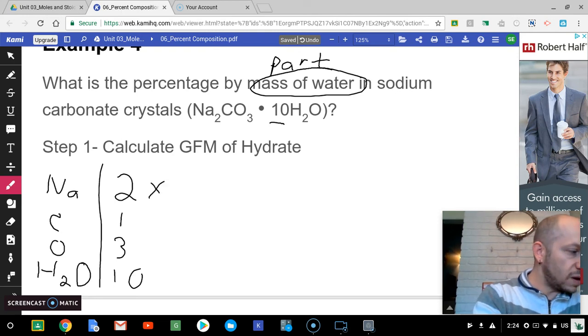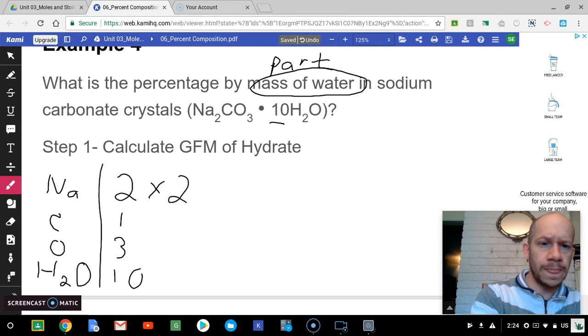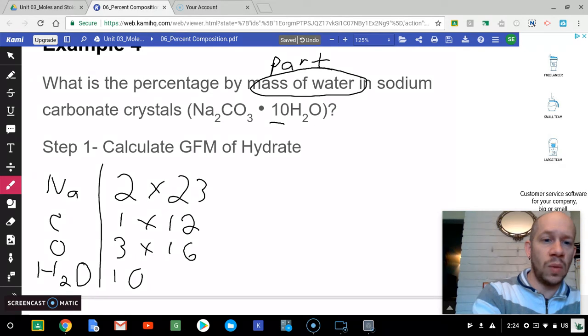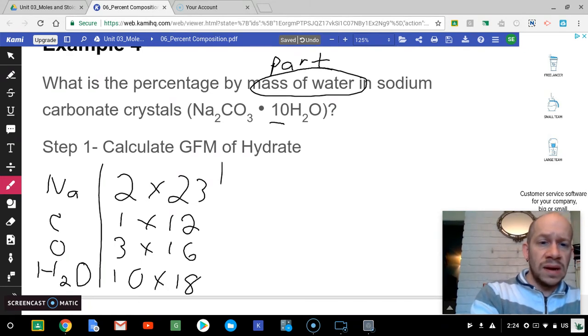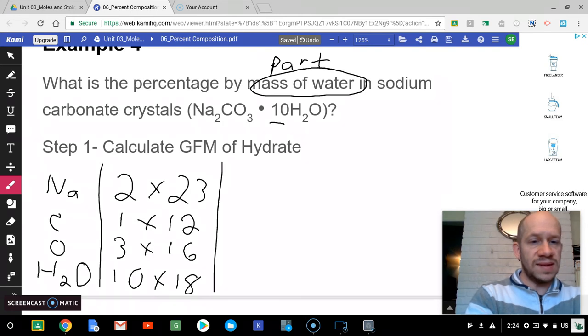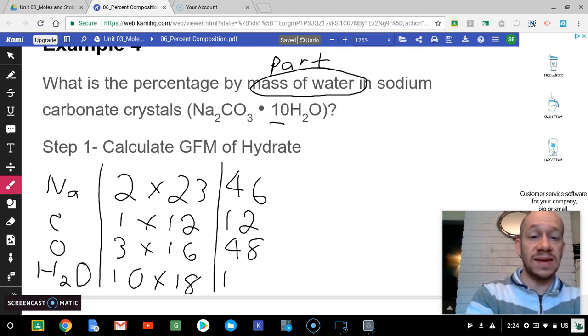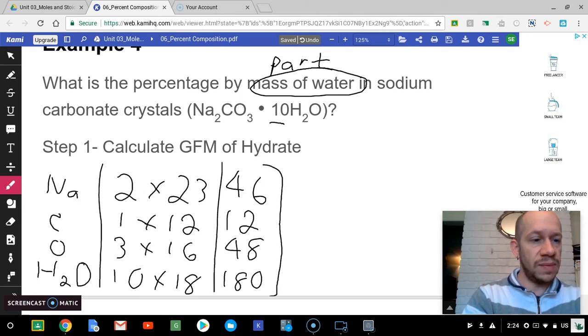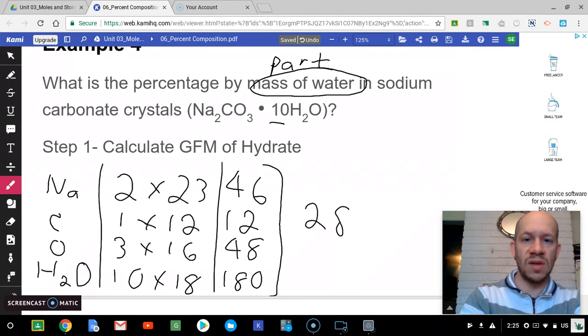Times sodium, if you look on the periodic table, is 23. Carbon is 12. Oxygen is 16. And water is 18. So 2 times 23 is 46. 1 times 12 is 12. 3 times 16 is 48. And 10 times 18 is 180. Add these all together, and we will get the mass of our whole: 180 plus 48 plus 12 plus 46. I got 286. So this is the mass of the whole.